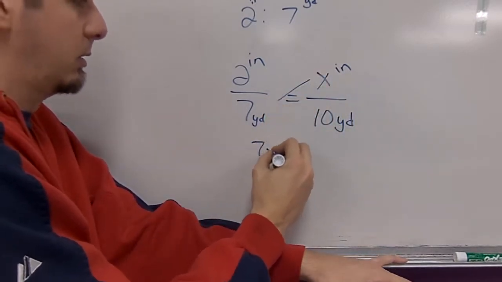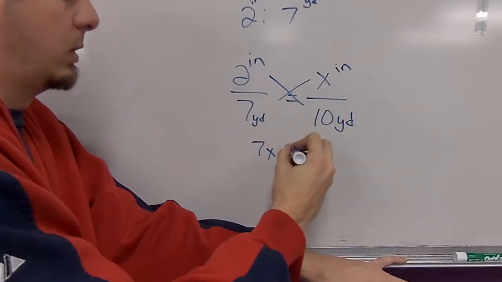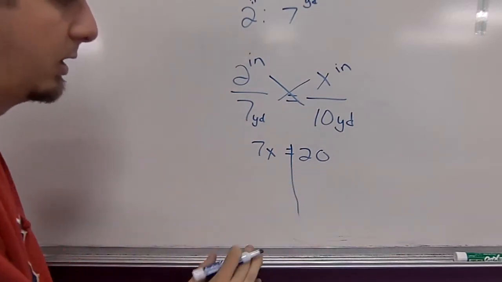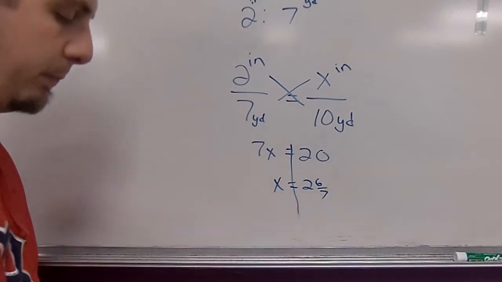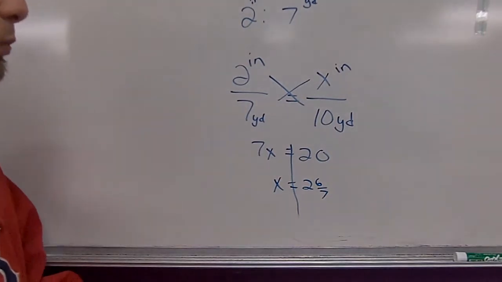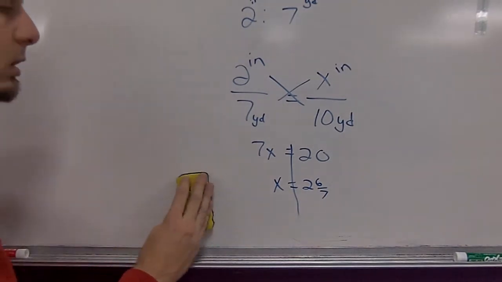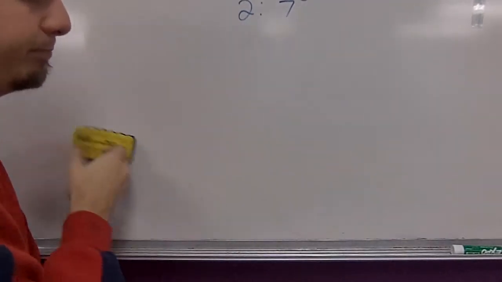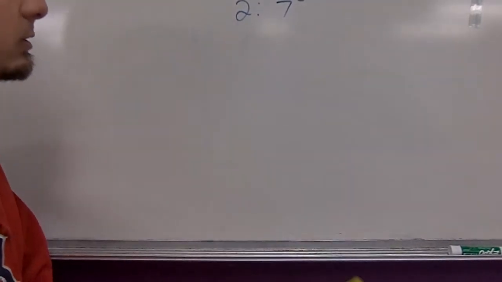We get 7x. 2 times 10 is 20. We have a one-step equation that we would solve. We would divide by 7 on both sides, and then x would equal 2 6/7 of an inch. So if you were making a scale model of this room, the width of the room would be 2 6/7 inches wide. So that is how you would tackle scale, finding missing dimensions of either the scale model or the original model if you had the scale factor, using the proportions equation.